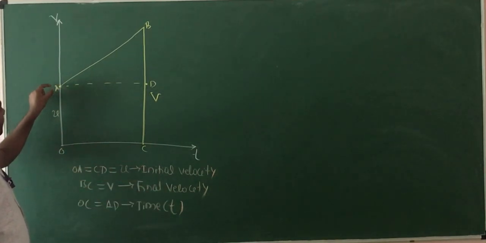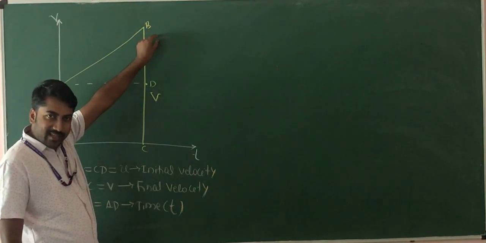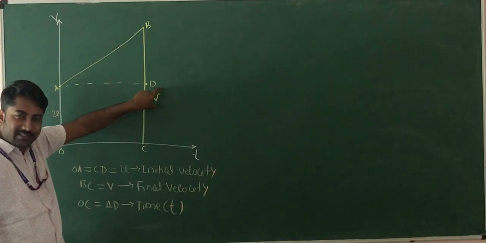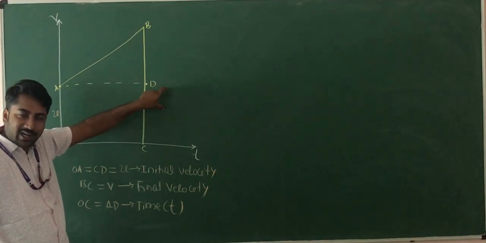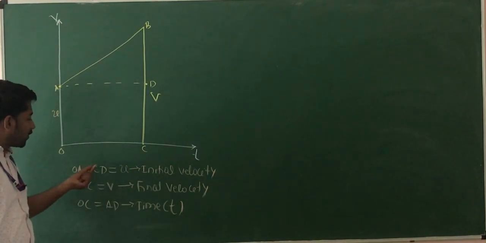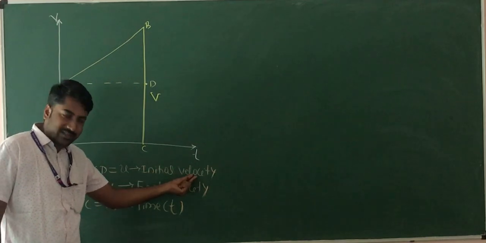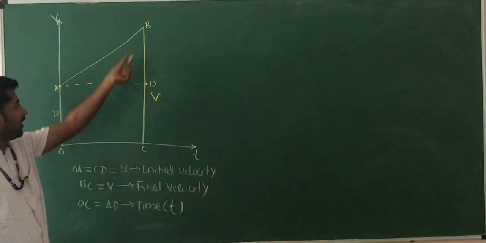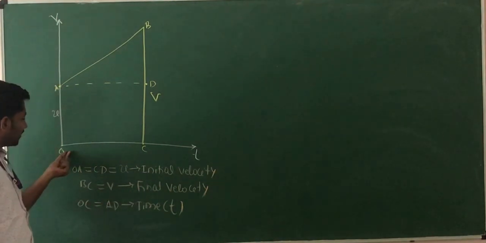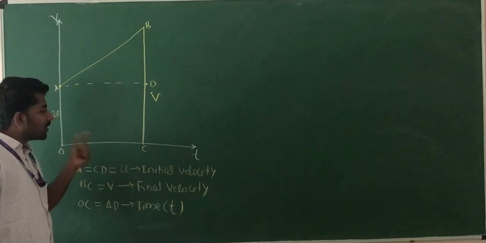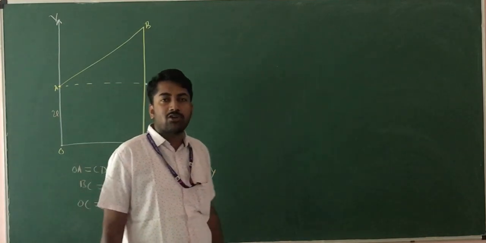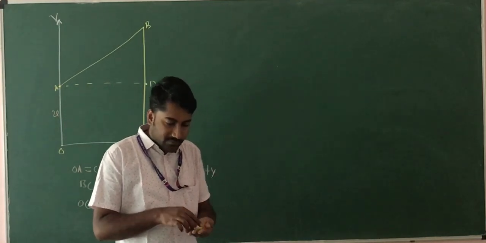The body moves with the uniform acceleration a, having some initial velocity u, and v is the final velocity at a time t. OA is equal to CD is equal to u, the initial velocity. BC is equal to v, the final velocity. And OC is equal to AD, which is the time. Using this velocity and time graph, we will find the acceleration of the body.